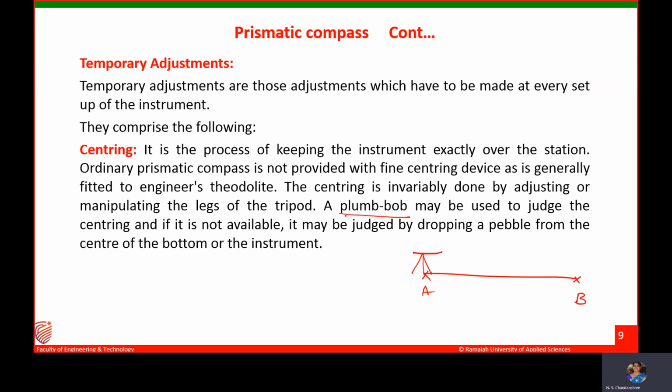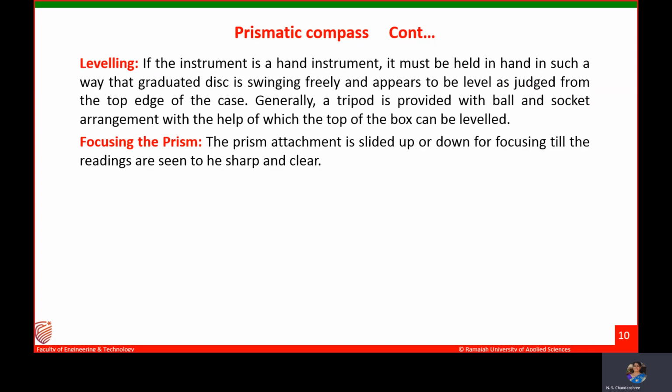We can center it using a plumb bob. If a plumb bob is not available, then it may be judged by dropping a pebble from the center of the bottom of the instrument. From the center of these 3 legs, you can drop a pebble and see where it falls, and that point is the point over which the station is set. By that method we can set the station on the point A.